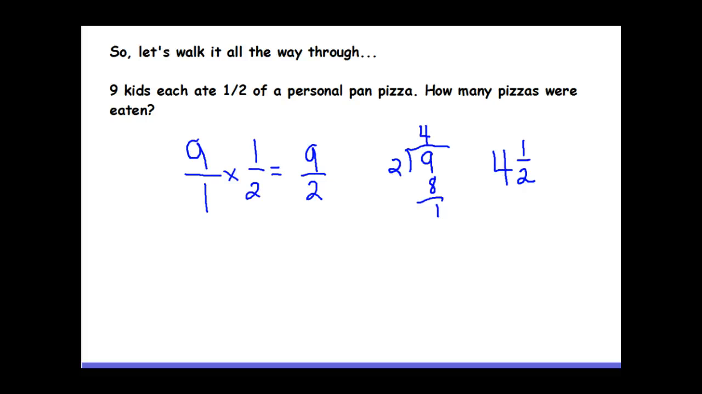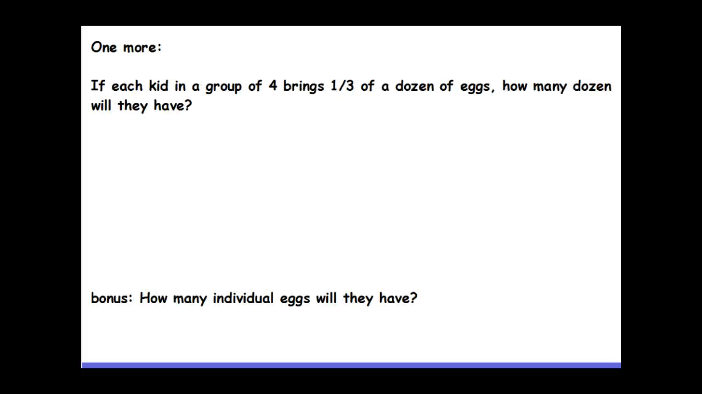Well, you try one. Here we go. If each kid in a group of 4 brings 1/3 of a dozen of eggs, how many dozens will they have? This one's kind of complicated, but let's take it one bit at a time. All right, your turn. Figure out how many dozens they're going to have. Well, let's start with figuring out how many thirds they've got. Go ahead and figure that out. Stop the video if you need to.